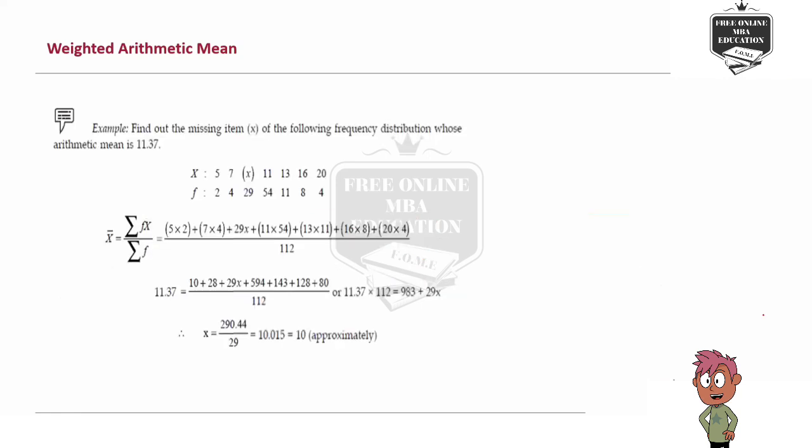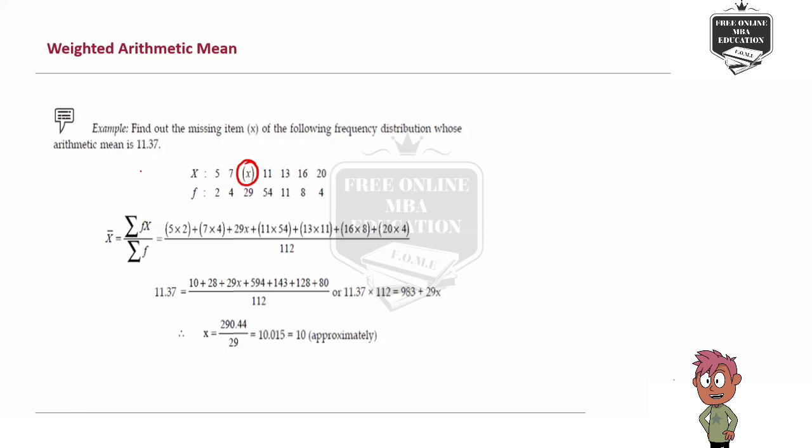Now let us consider one question. Find out the missing item of the following frequency distribution whose arithmetic mean is 11.37. I'm so sorry, this is the normal arithmetic mean question. I got confused between the slides.